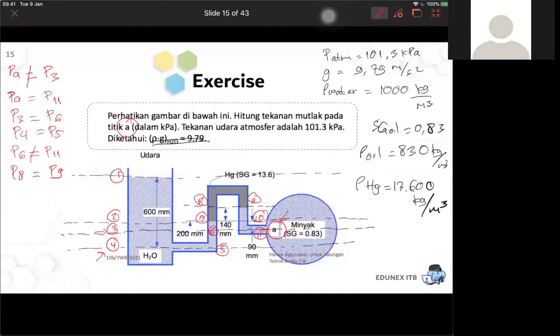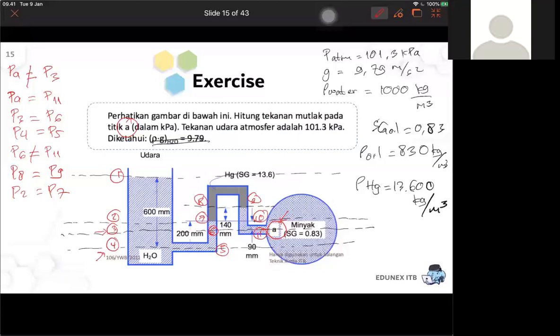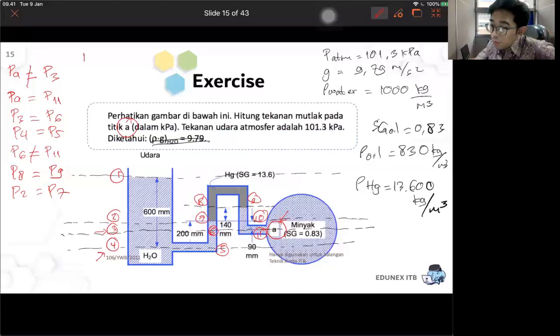How about 2 and 7, is also the same. Okay, 2 and 7. Ada lagi nggak? Udah sih, sir. Okay. How about point one? The value of point one is atmospheric, right?